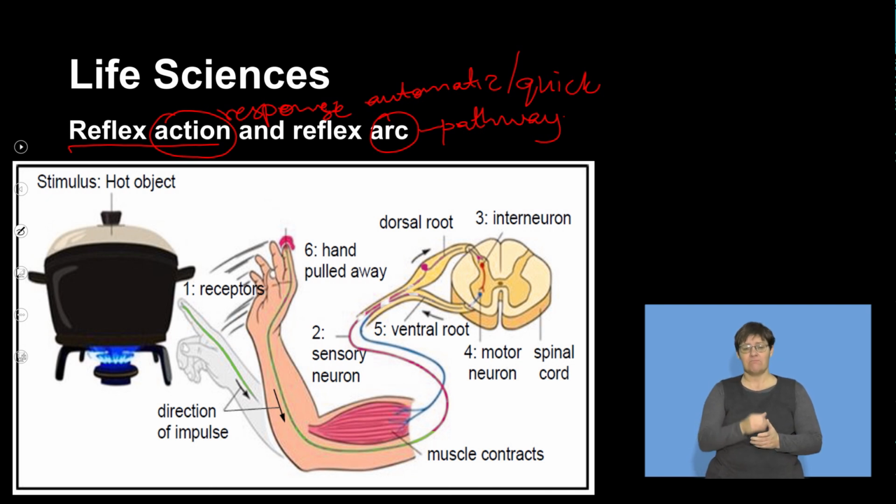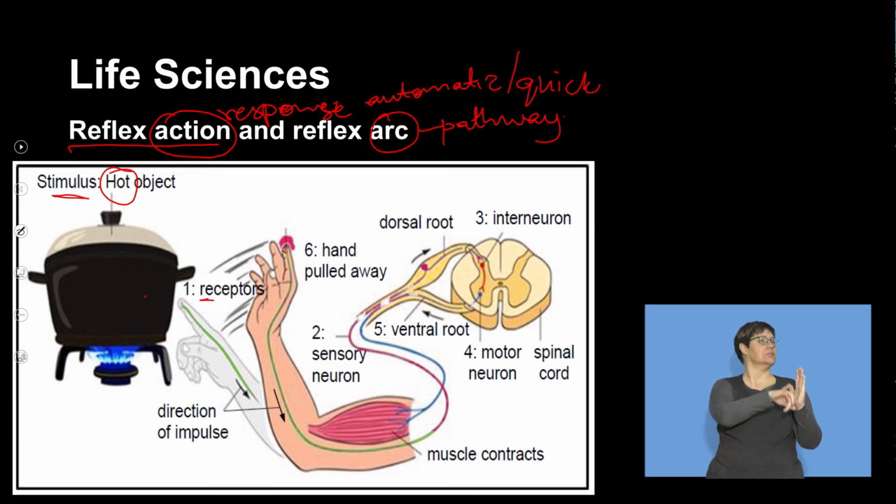So if we look at this, you can see that we've got the stimulus here, which is a hot object. Then what is happening here? If you look at this diagram, you can see we've got the receptor that would be your finger that touches the hot part, and what is going to happen?